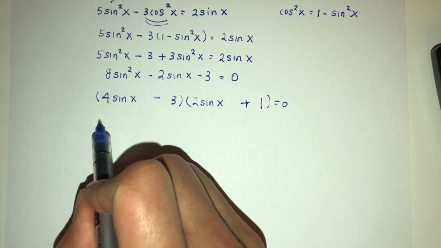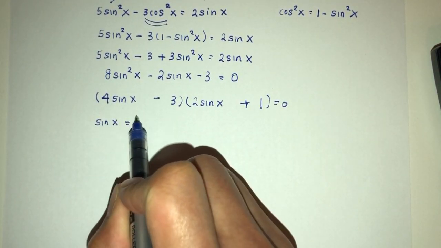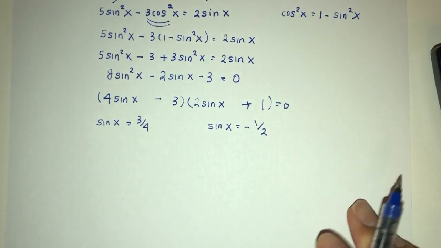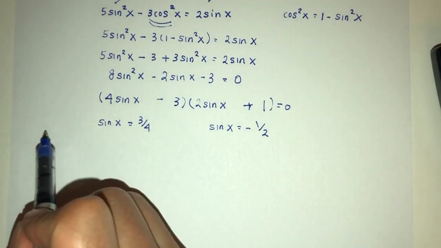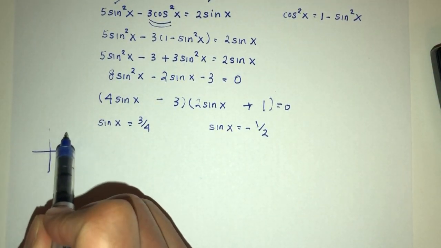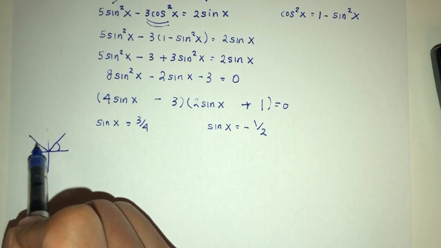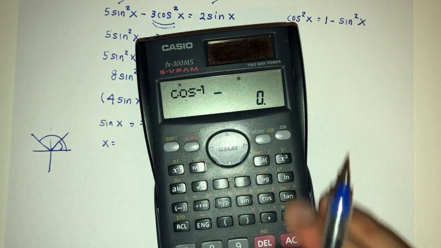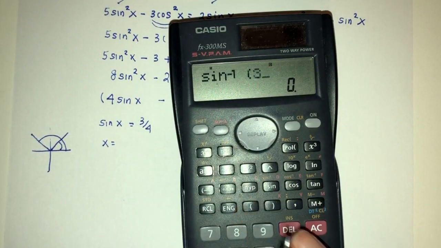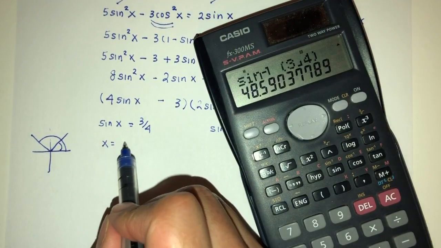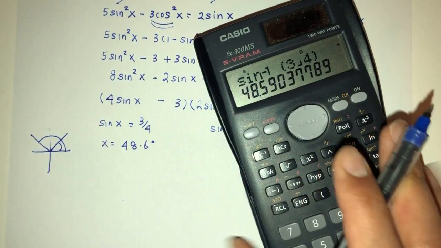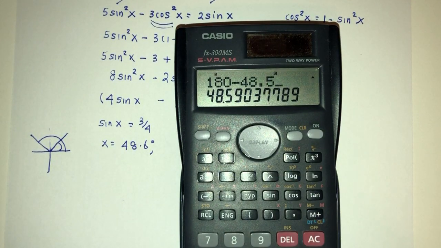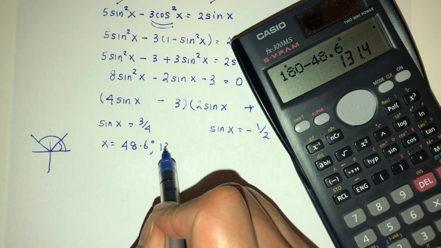Now again, let's solve this. Sine of x will be 3 over 4. Sine of x will be minus half. Now one by one, if sine is positive, it will be in my first quadrant and in my second quadrant. So x will be sine inverse of 3 over 4, which will be 48.6 degrees, but it also has to be in my second quadrant, which will be 180 minus 48.6, that should be 131.4 for my other angle.